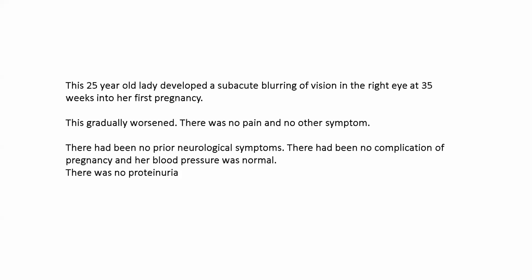This is a 25-year-old lady who developed a subacute blurring of vision in the right eye at 35 weeks into her first pregnancy. This gradually worsened. There was no pain and no other symptom. There had been no prior neurological symptoms. There had been no complication of pregnancy and her blood pressure was normal. There was no proteinuria.